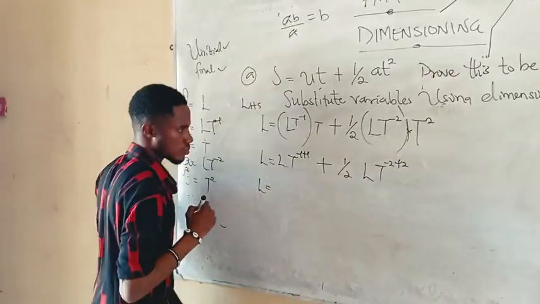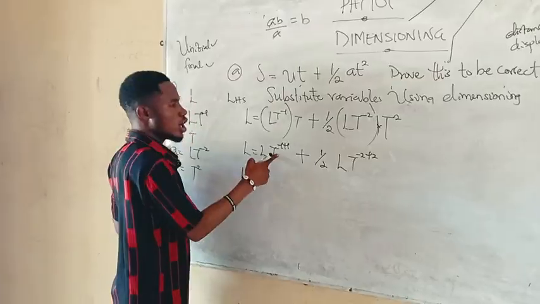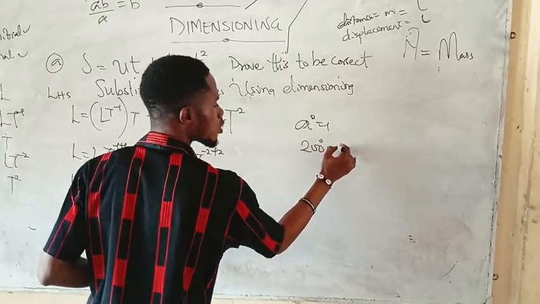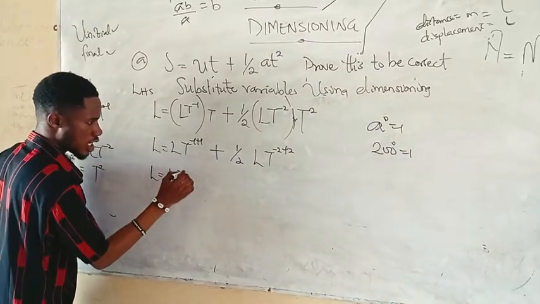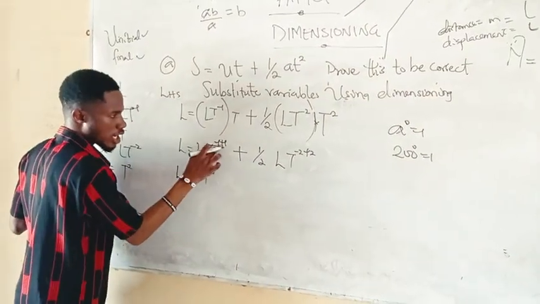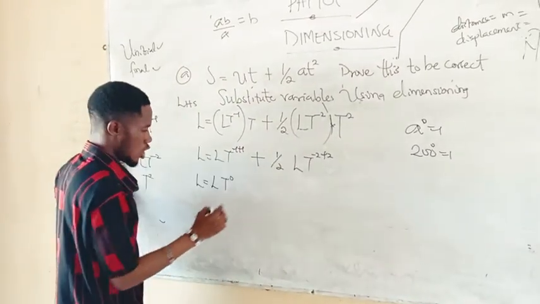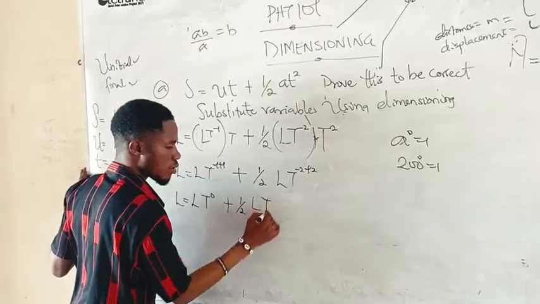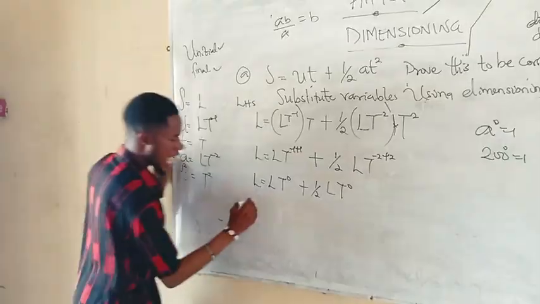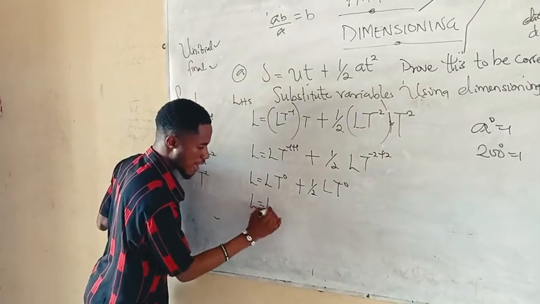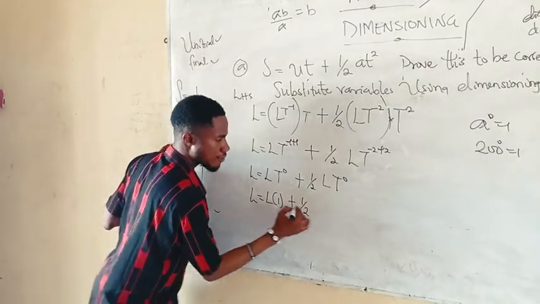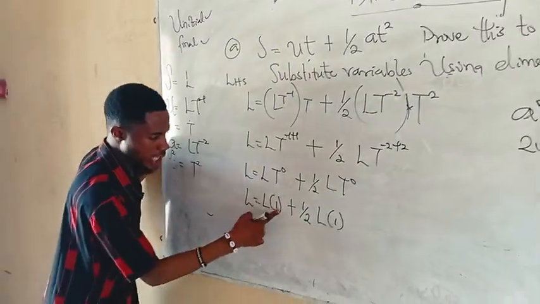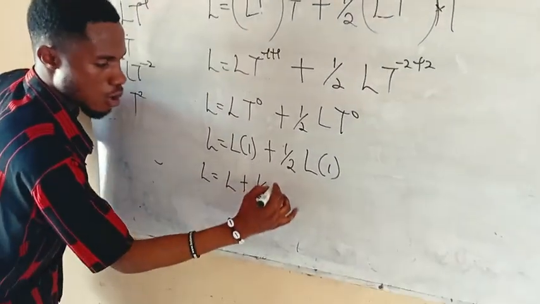Third step, we have L. From here, I bring back my L. There's a law of indices that says a raised to the power of 0 is what? 1. You should know that. 200 raised to the power of 0 is what? 1. So from here, I have T raised to the power of minus 1 plus 1, which is 0. Minus 1 plus 1 is 0, there's nothing like minus 0. I bring back my half L. Minus 2 plus 2 gives us 0. Now from here, L equals T raised to the power of 0, which is 1. So I have L bracket 1 plus half L, with T raised to the power of 0 being 1. From here, L equals 1 times L plus half, 1 times L is L.